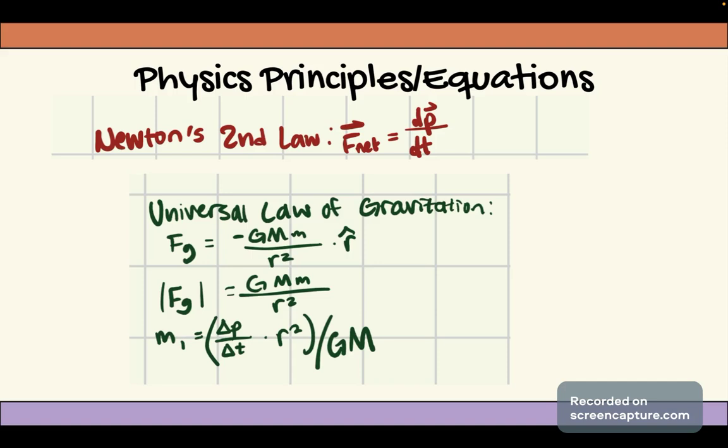The physics principles and equations that we used were Newton's second law, which relates the net force to the rate of change in momentum. I also used the velocity update and position update formulas, which simulate the loops and the updates of the simulation, alongside the universal law of gravitation, as you can see at the bottom, to calculate the attractive forces between the planets, the spaceship, and the black hole.